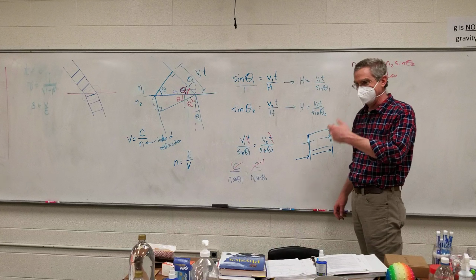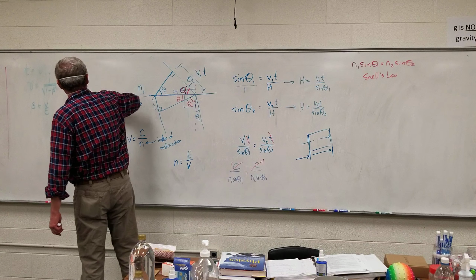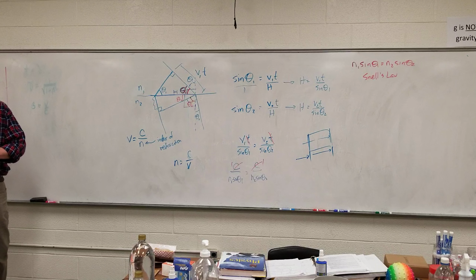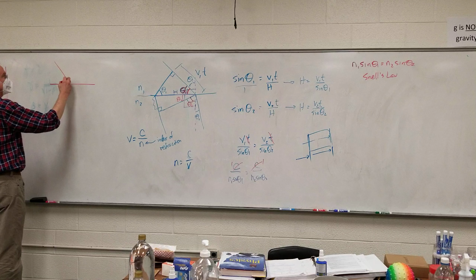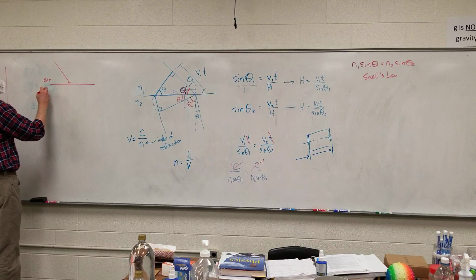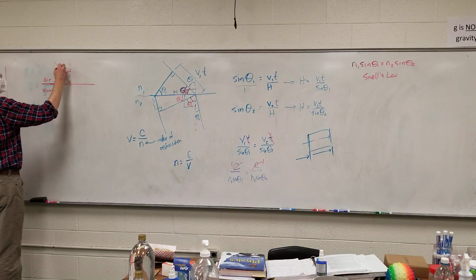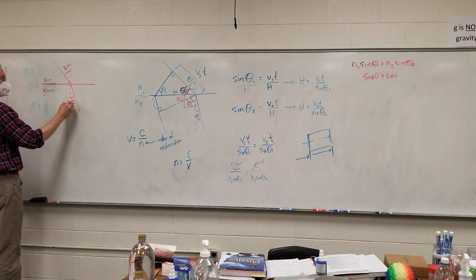All right, let's take the next step. I think we did an example last time. I'm going to do two examples, and that's going to lead into the next topic. So if this is air and glass, light is going in at an angle of 30 degrees. It's slower in glass than air. What is this angle right here?